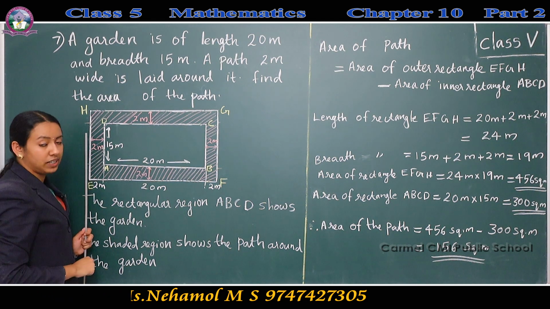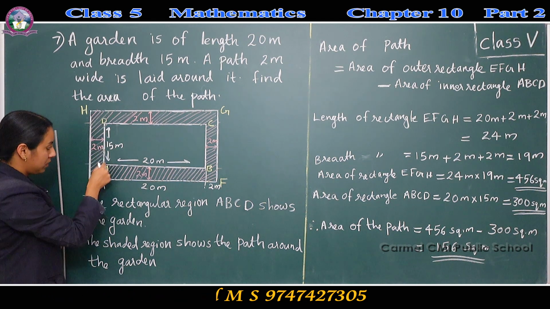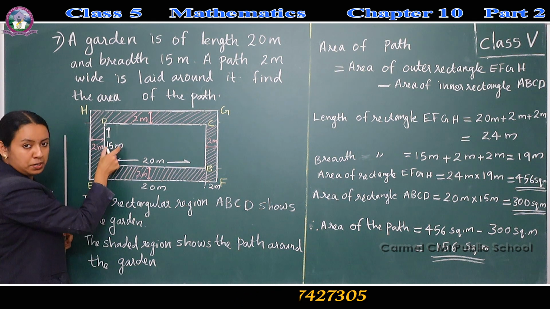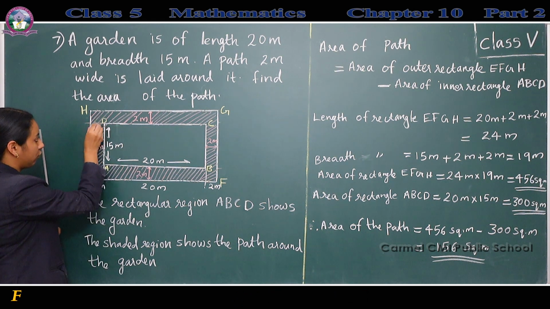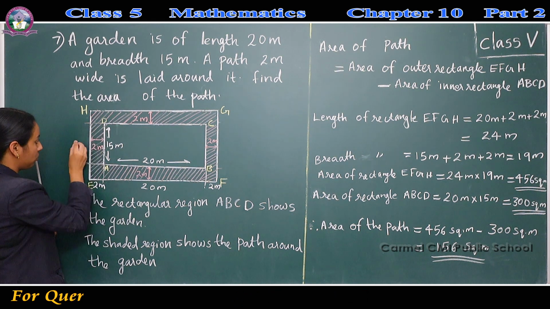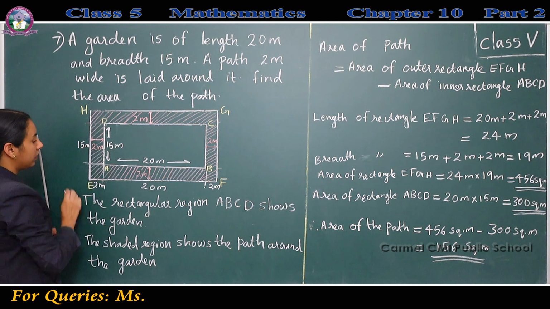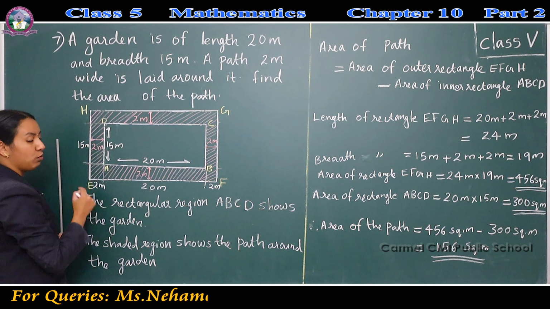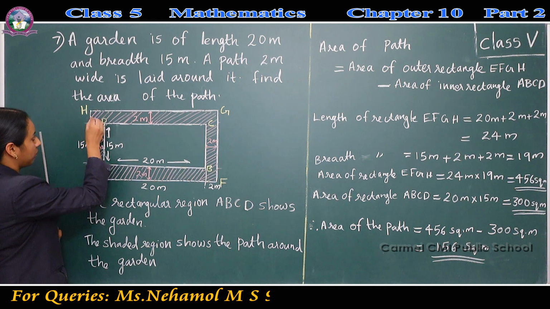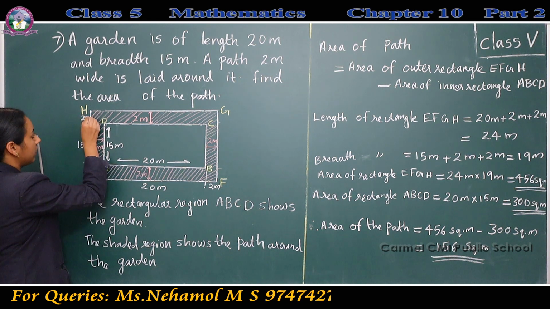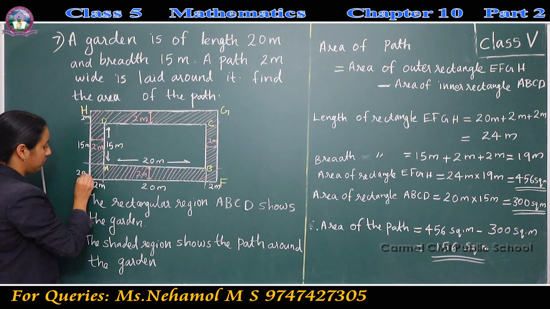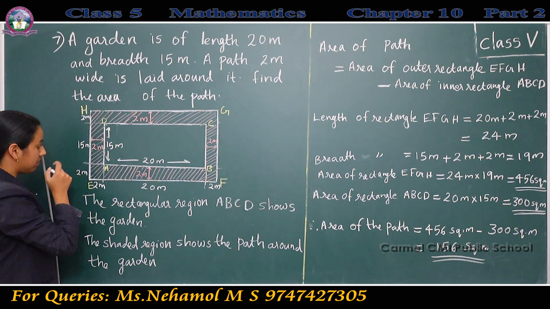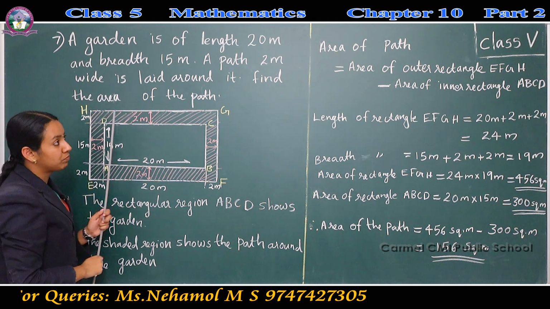Then what about breadth? This much breadth is given, 15 meter, breadth of the garden. So this much portion is 15 meter. Then 2 meter wide path. So this portion is 2 meter and this also 2 meter. Adding all these values we will get breadth.